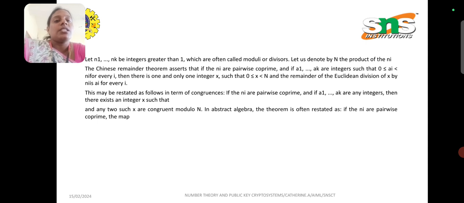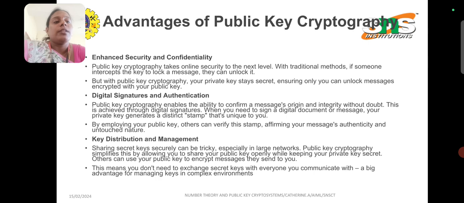This may be restated as follows in terms of congruences. If the ni are pairwise coprime and if a1 to ak are integers, then there exists an integer x such that x is congruent to ai modulo ni, and any two such x are congruent modulo n. In abstract algebra, the theorem is often restated as: if the ni are pairwise coprime, the map.